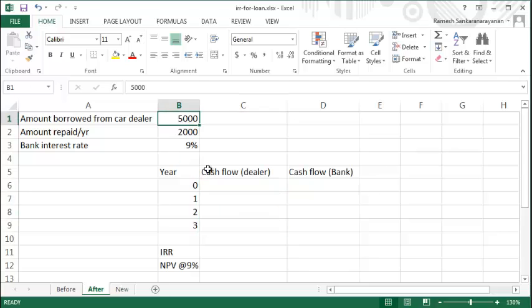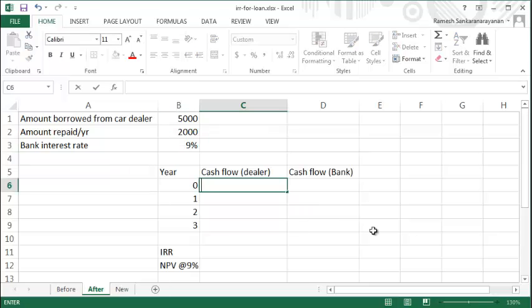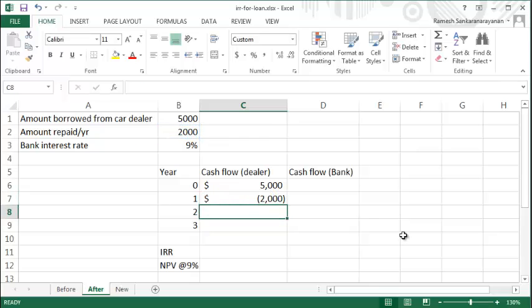And in this example, let's say you want to purchase a car and you have the option to borrow, let's say, $5,000 from a dealer, and you can repay at the rate of $2,000 every year for the next 3 years. So let's just plot those cash flows. So initially you borrow $5,000 and then you repay $2,000 every year thereafter. And I'm just going to copy it like this.